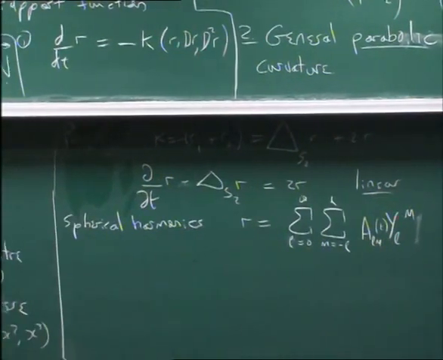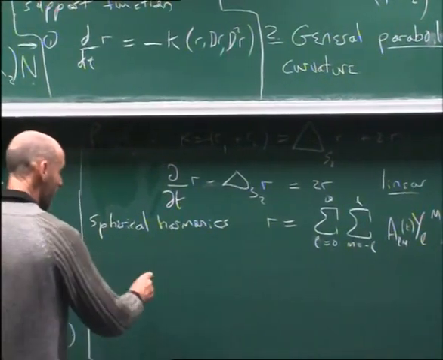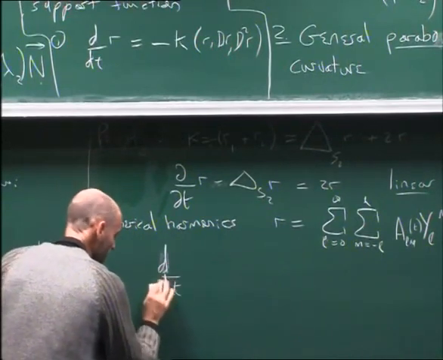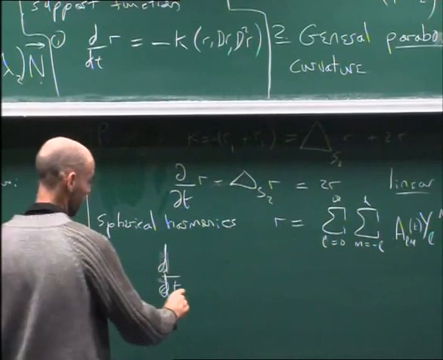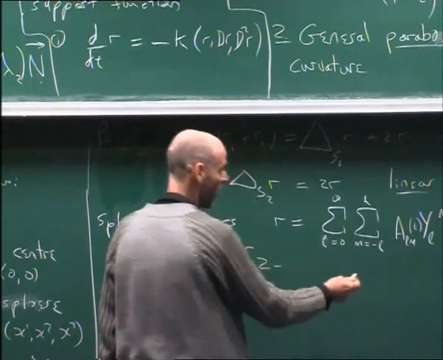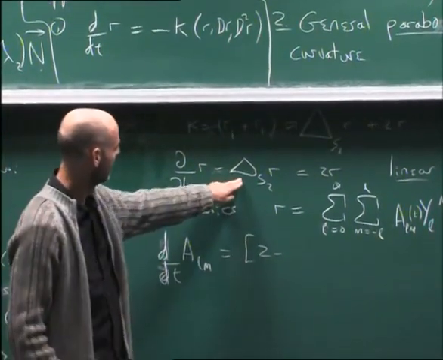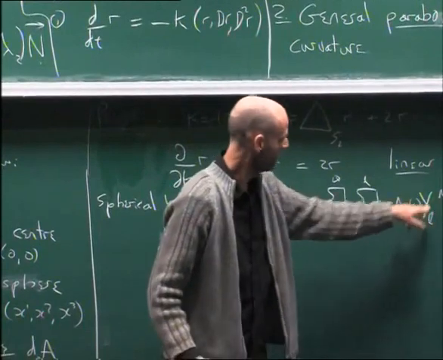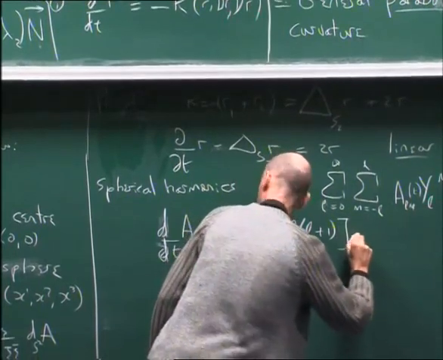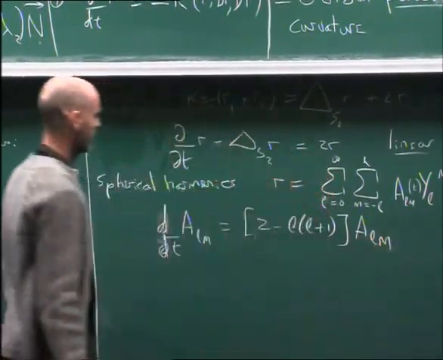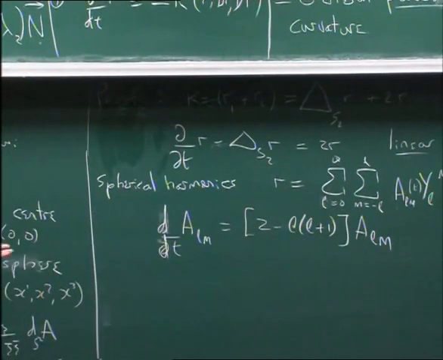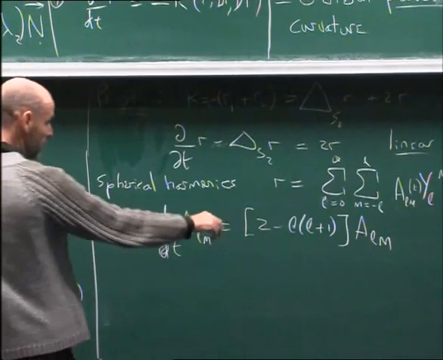So you project it into its eigenspace of the Laplacian on the sphere, and the equation becomes that the derivative in time, actually this is the ordinary derivative now because it's just on the coefficients, which are constant other than time, of A_lm is 2 minus, well, when the Laplacian acts on this, each one of these will give a different coefficient depending on l(l+1), times A_lm. Right, because the eigenvalue of the Laplacian is subtracted from 2. Well, that's just an ODE, its solution is exponential.